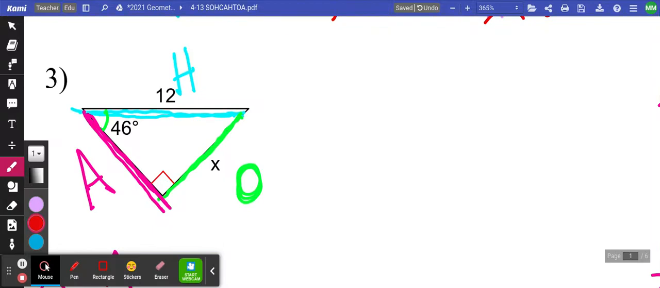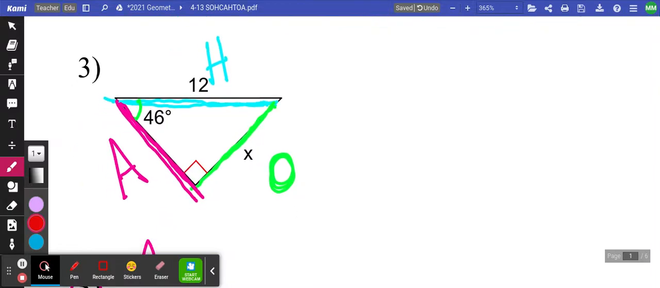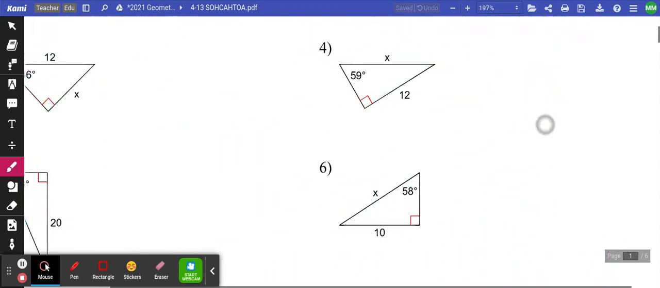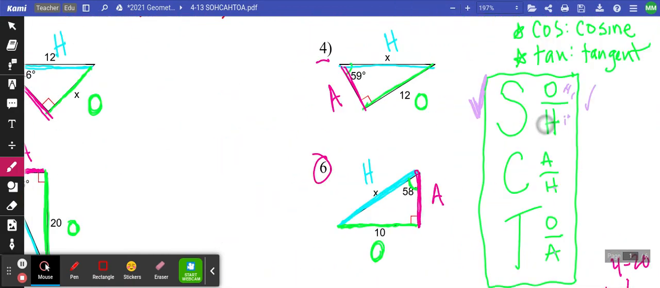Okay, so take a look. Now we're doing SOHCAHTOA here, right? And what we need to do is figure out what is the missing side, which is the x. Now to do that, we're going to need a formula here, which is SOHCAHTOA. And I have it written here, S over OH, C over AH, T over OA.